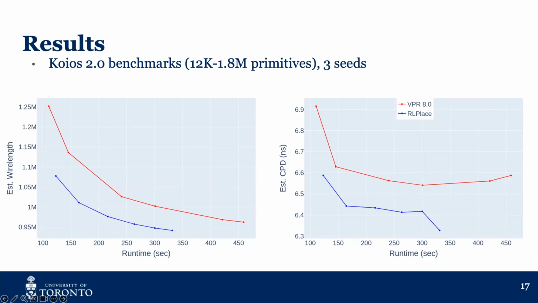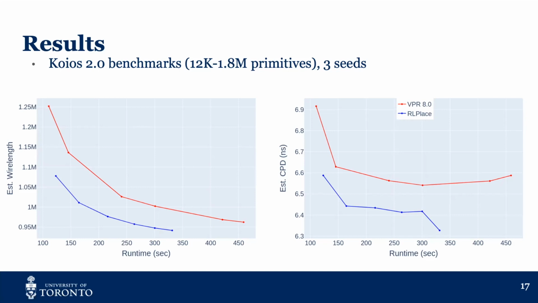As we can see on both the wirelength graph on the left and the critical path delay on the right, the RLPlace curve is well below the VPR8 curve, which can be interpreted in two ways. First, if we draw any vertical line, we can see that with RLPlace we are able to achieve better results, or lower critical path delay and wirelength, on the same runtime. Or if we draw any horizontal line, we can see that RLPlace would be able to achieve the same quality of results, wirelength or critical path delay, in half or less than half the runtime.